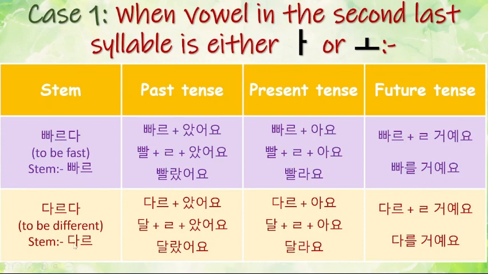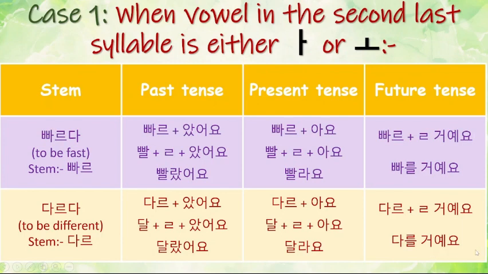Okay, the second example is 다르다, which means to be different. You can notice that the stem ends in l. So, l irregular is applied. Now, notice the vowel present in the second last syllable, and that is a. So, the ending will also start with a. So, in past tense, the ending will be asoyo. And according to the rules of the irregular conjugation, it will be conjugated as thalasoyo. In present tense, the ending is ayo and the conjugation will be thalayo. And in the future tense, we are going to do the regular conjugation and it will become tharul koeyo.